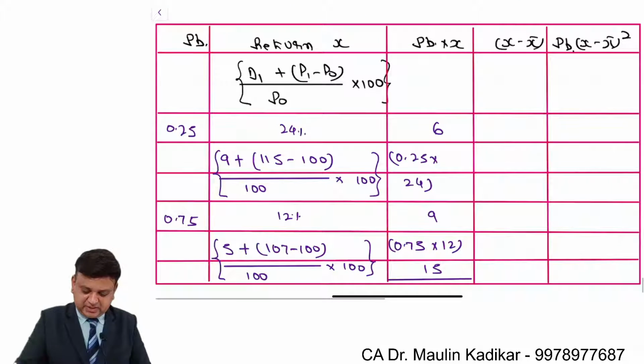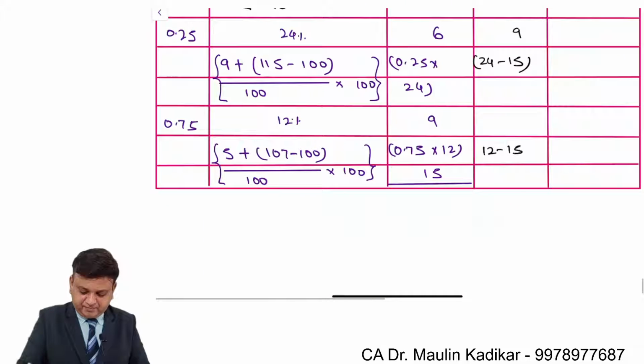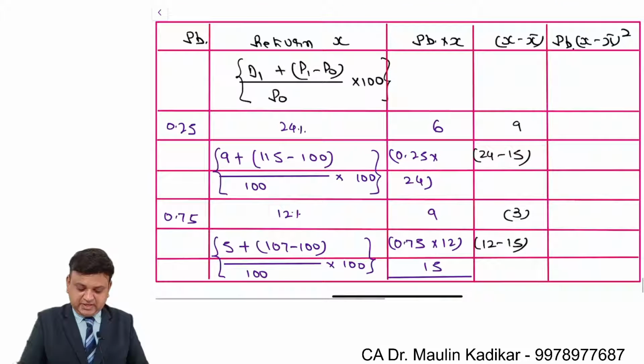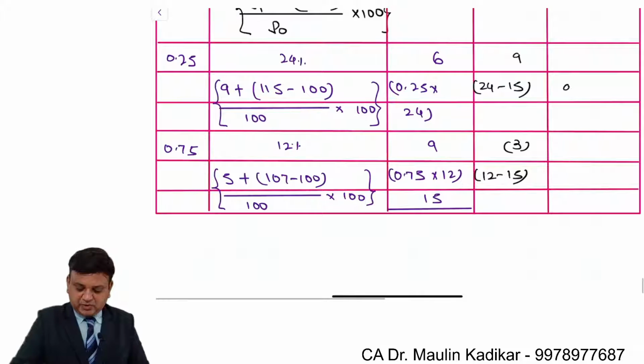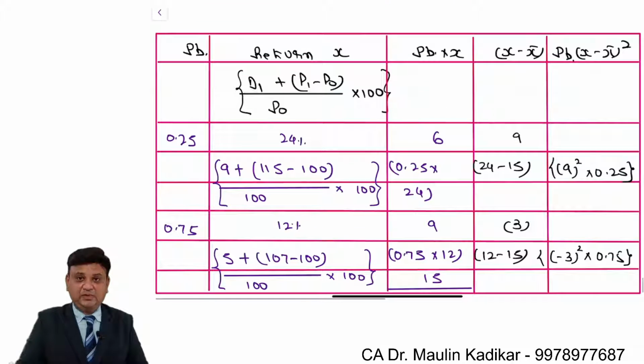Then X minus X bar, so it is 24 minus 15, that comes to positive 9, and 12 minus 15, that comes to 3 negative. That is the way X minus X bar is calculated. X minus X bar whole square, so square of 9 into 0.25, then square of negative 3 into 0.75. This is the way the variance will be calculated.